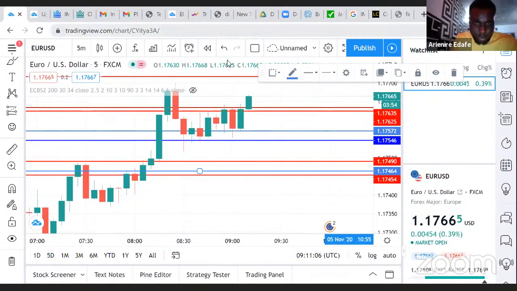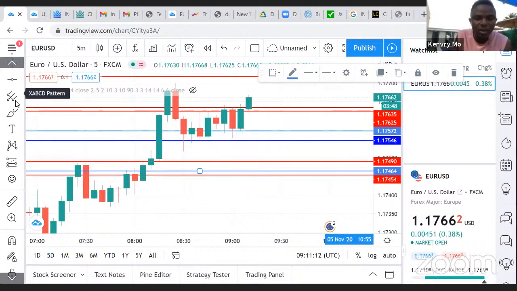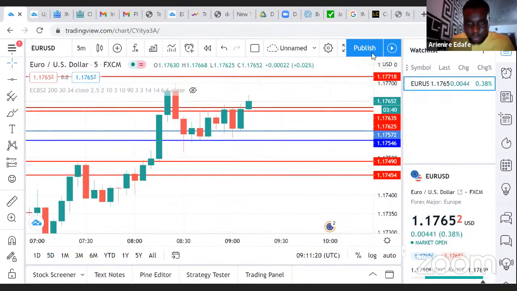Yeah. I'm coming. I need to remove this. This stuff is disturbing my screen. Just move it. Just click on this. Click on it and move it. Let me hide it. Okay.